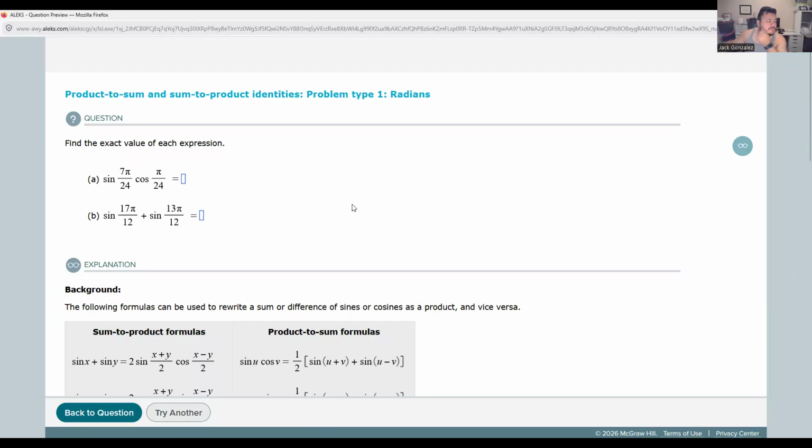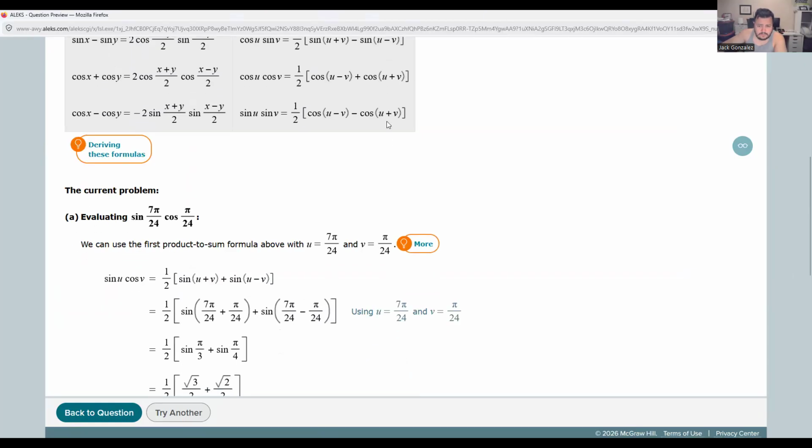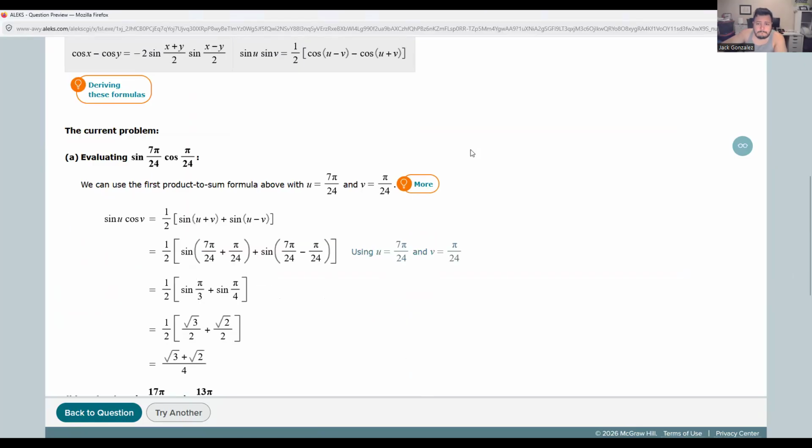Okay, so the next one is pretty much the exact same question as before, except instead of degrees, we got radians. So nothing's going to change. The only thing that you need to worry about is adding your fractions properly. So you can see right here, here's my x and y. They call them u and v. Different formulas. I mean, they use x and y up here, but then they use u and v, which I think is dumb, but that's okay. We can figure it out.